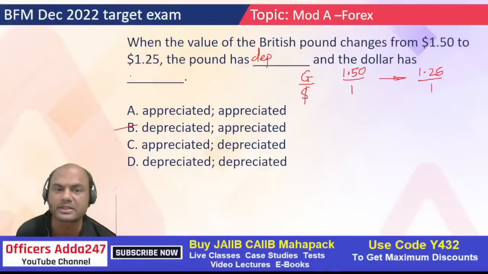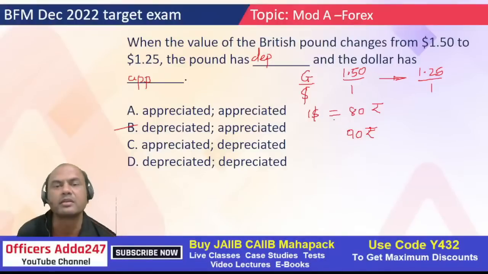Okay, this is appreciated. Always remember, when one currency depreciates, the other currency, against which it is compared, immediately appreciates. Now I'll give you a simple example. Dollar: $1 equals, let's say, 80 rupees. Now if tomorrow this rate goes from $1 equals 80 to $1 equals 90 rupees, what has happened?